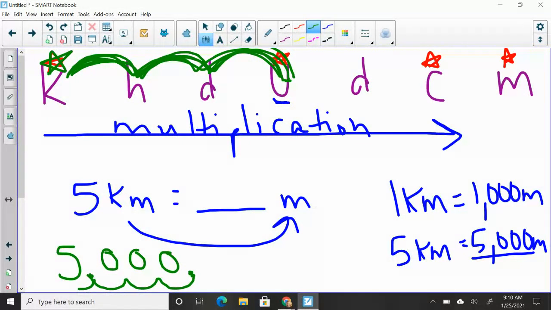I am going to go to the next page and, no, I'm not. I'm just going to erase this. Let's do this.